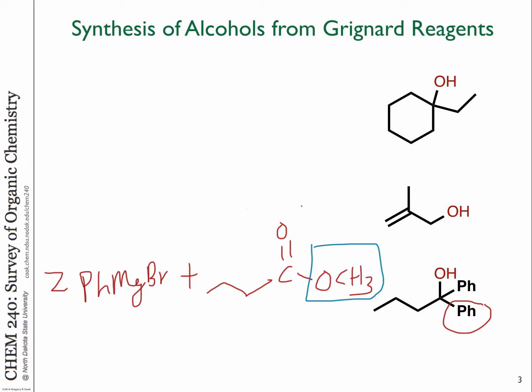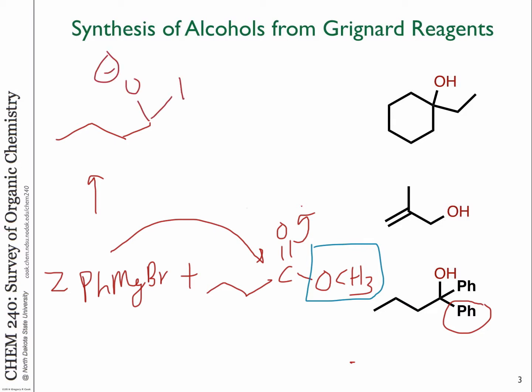So if you take this ester and you add one of the phenylmagnesium bromides to it, you break the CO double bond, you generate that, you generate the Grignard reagent you added to it. And what's left over here is the OCH3.